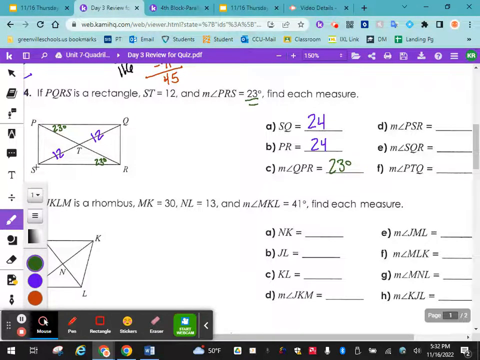PSR, this whole angle. Well, in a rectangle, all of your angles are 90 degrees, so all of S is 90 degrees. SQR.